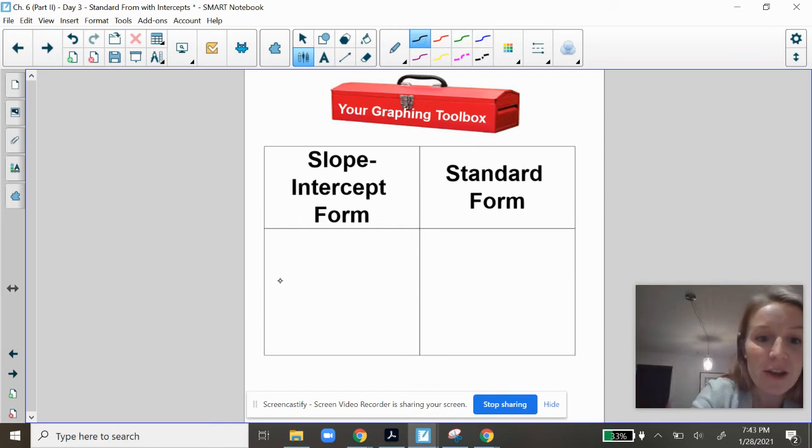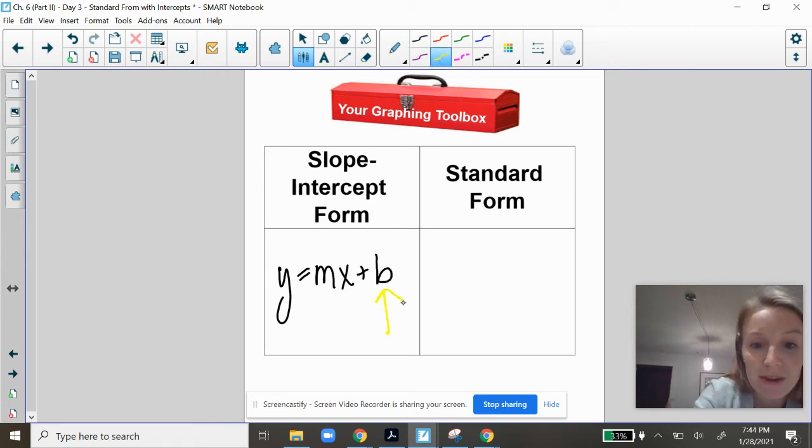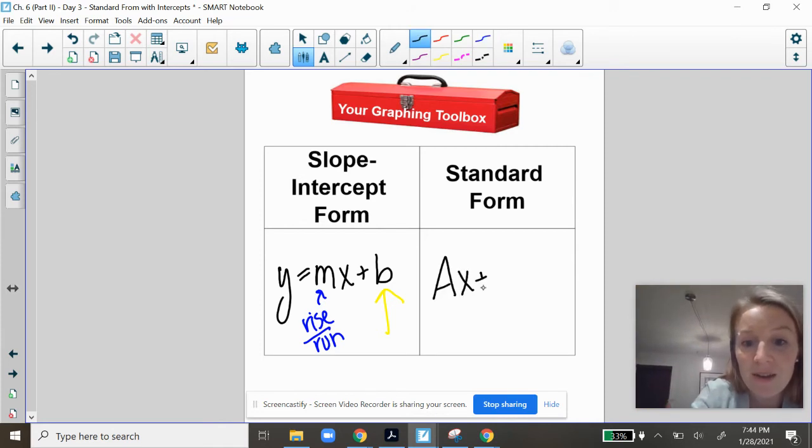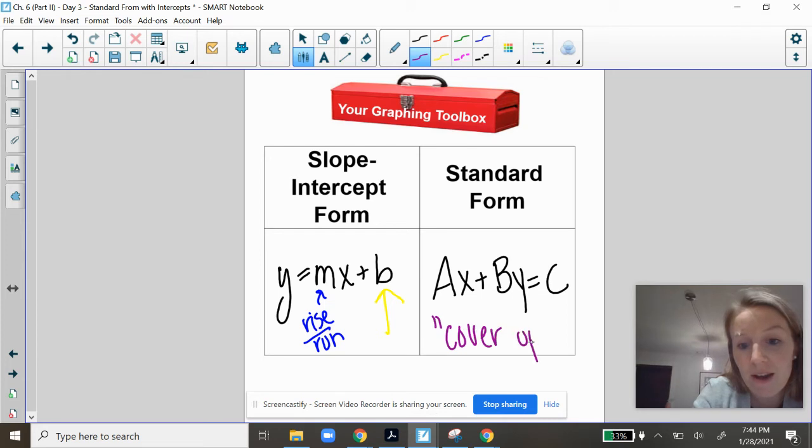You have your slope-intercept form, which is y = mx + b, right? This is where you think about starting at your b value, and then you think about your rise over run with your slope, okay? You also now have ax + by = c, which is called our standard form. And in order to graph that, you're going to use what we call the cover-up method.